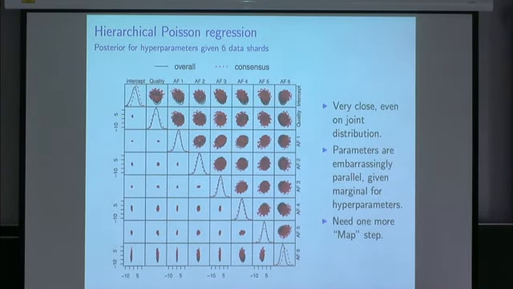We look at the posterior distribution of mu in this case that comes from consensus Monte Carlo.